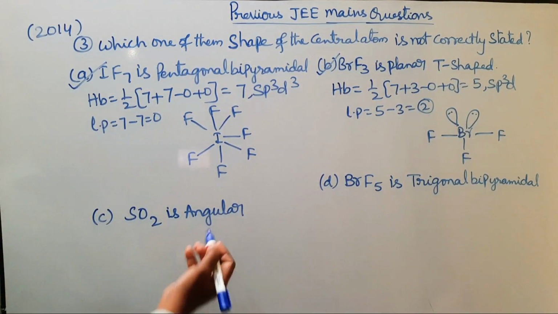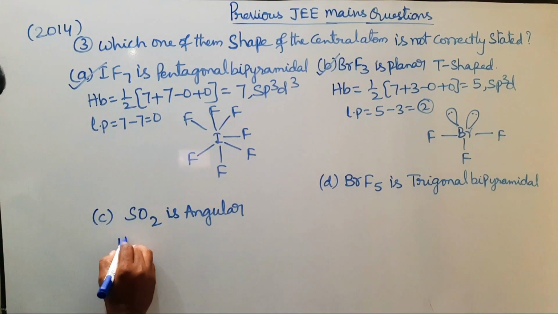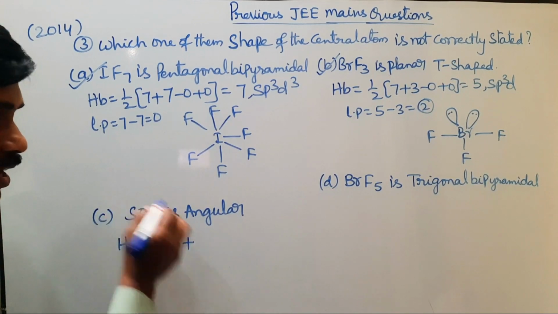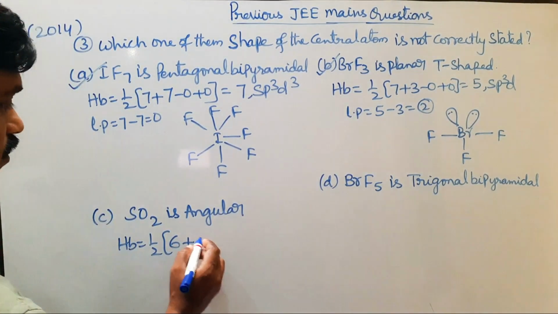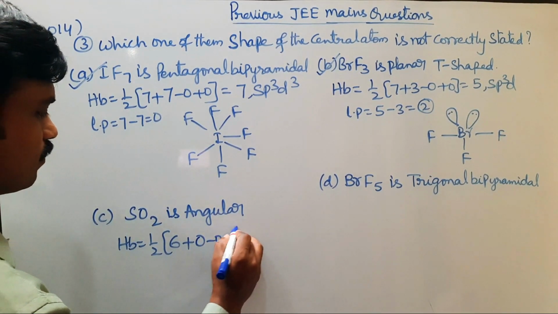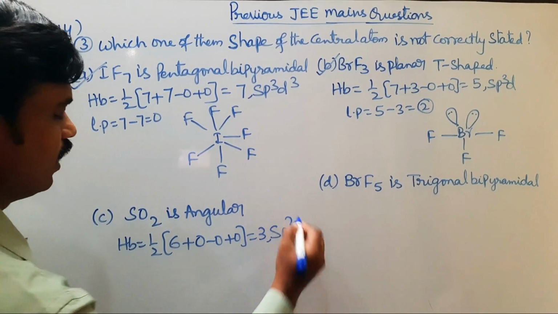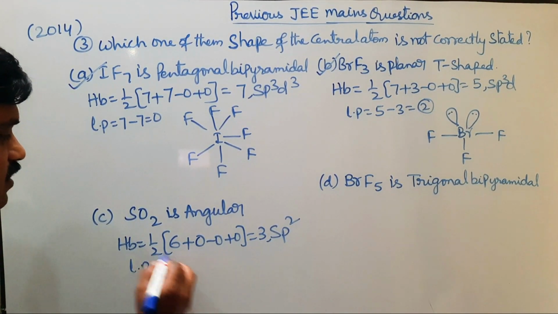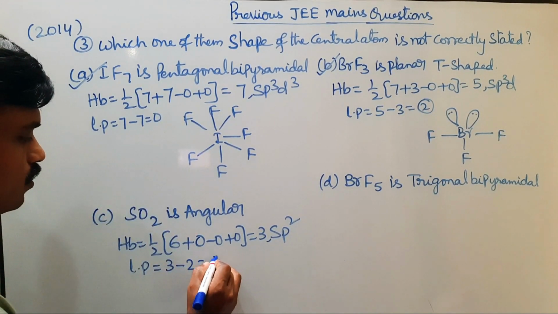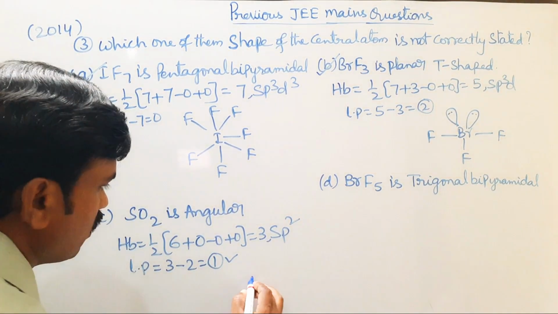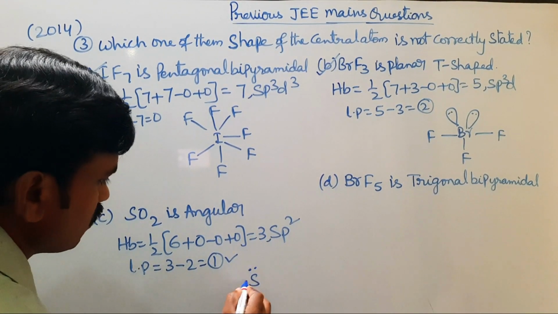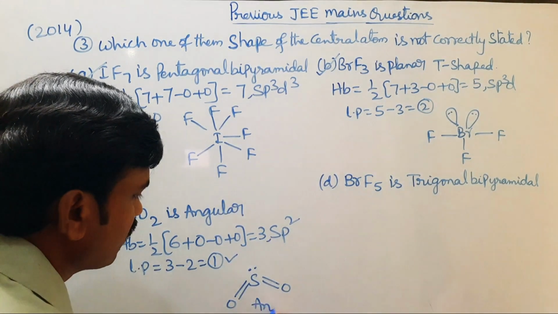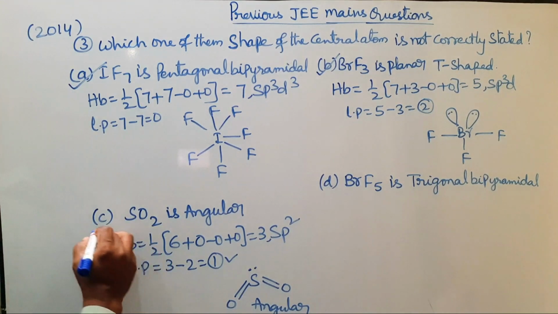Look at option C. SO2 is angular. For hybridization, it is half into sulfur valence shell electrons 6 plus surrounding monovalent atoms, oxygen is divalent, so minus 0 and plus 0. So it is 3. It undergoes sp2 hybridization. Now the lone pair is equal to the obtained pairs 3 minus surrounding atoms with sulfur 2. So it has 1 lone pair. Now look at the structure. The SO2 structure is angular. So the given statement is correct.